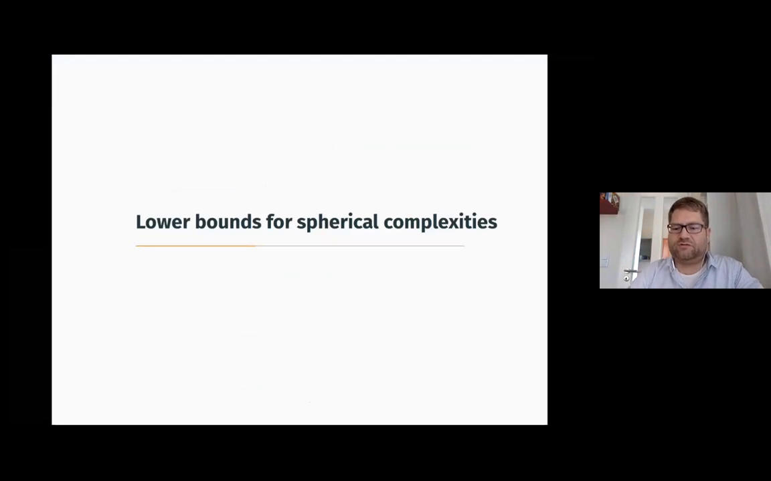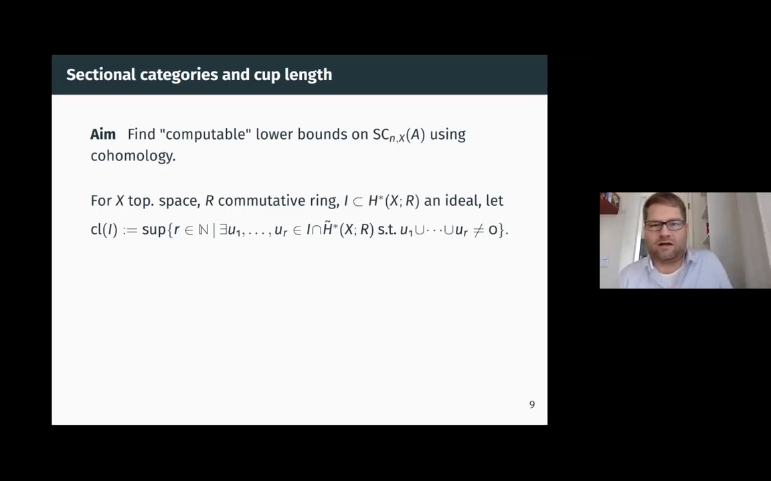Okay, so to define lower bounds for these spherical complexities, I want to apply some cohomology tricks, and I want to go a bit into detail here because I think this is most interesting for this topologically minded audience. So first of all, we have a connection between sectional categories and the cup length. So the aim is we want to find computable lower bounds on my new invariants here using cohomology.